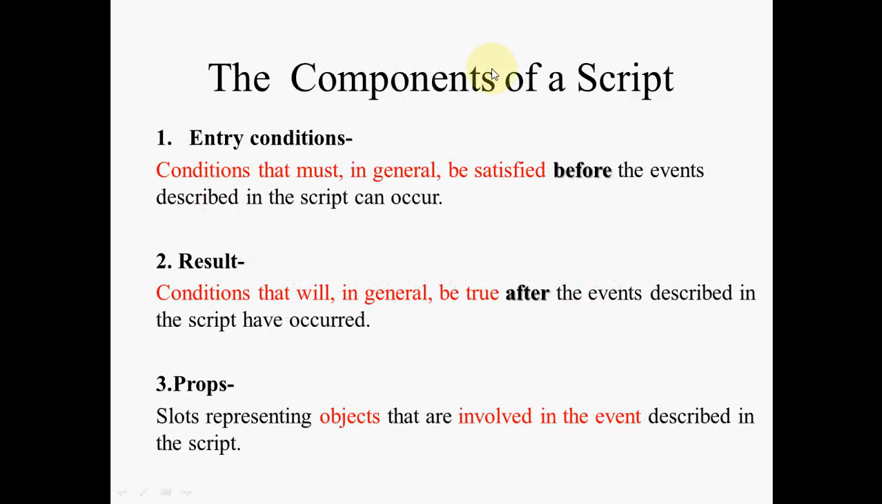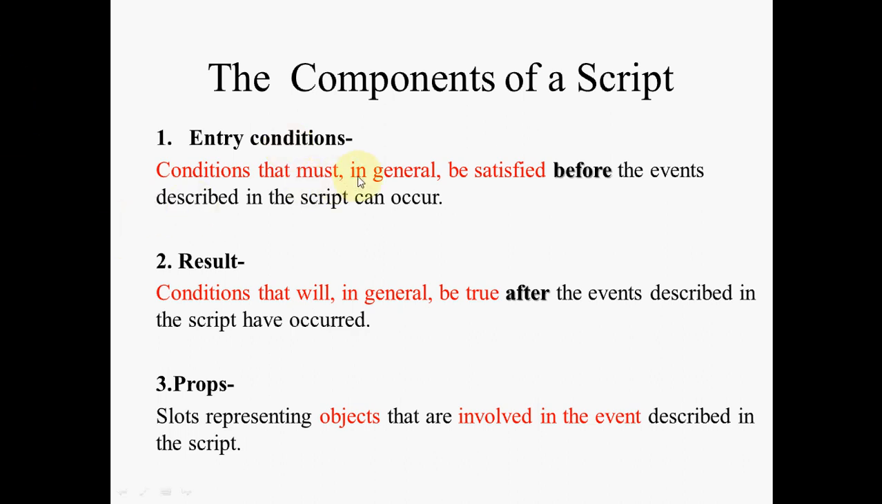Now, what are the components of scripts? The first component is called the entry condition. These are the conditions that must in general be satisfied before the events described in the script can occur. For example, if the script is a restaurant script, meaning I want to go to the restaurant for eating, the entry conditions should be that I am hungry and I have enough money. Only after these two entry conditions are true can I go to the restaurant and eat.